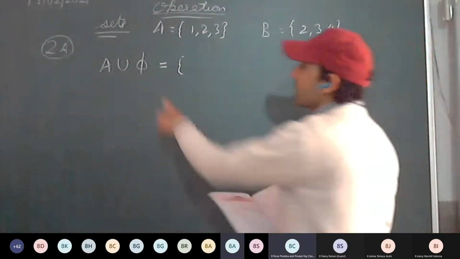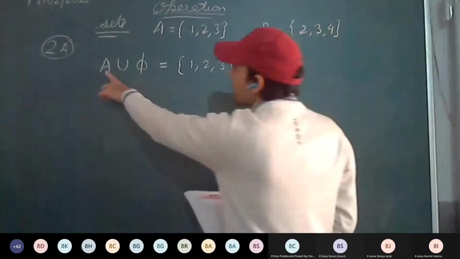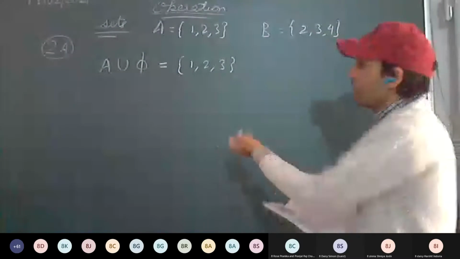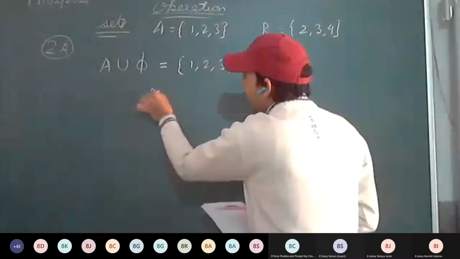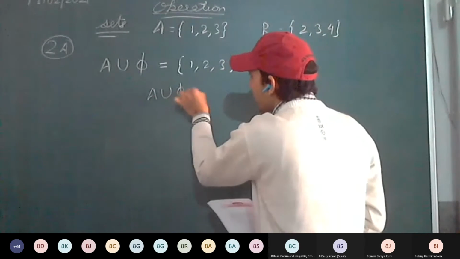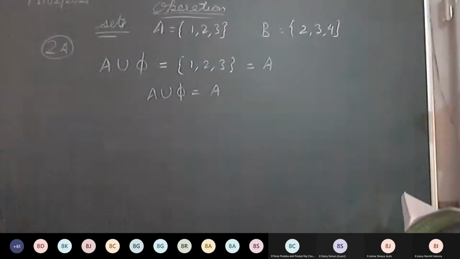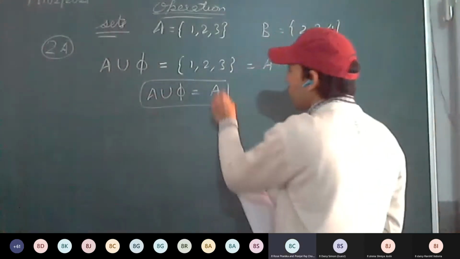1, 2, 3. Because see here, all the elements of A we put, and null we put. Null is nothing. So it will be equal to what? Set A. A union null set, what are we getting? Set A only.